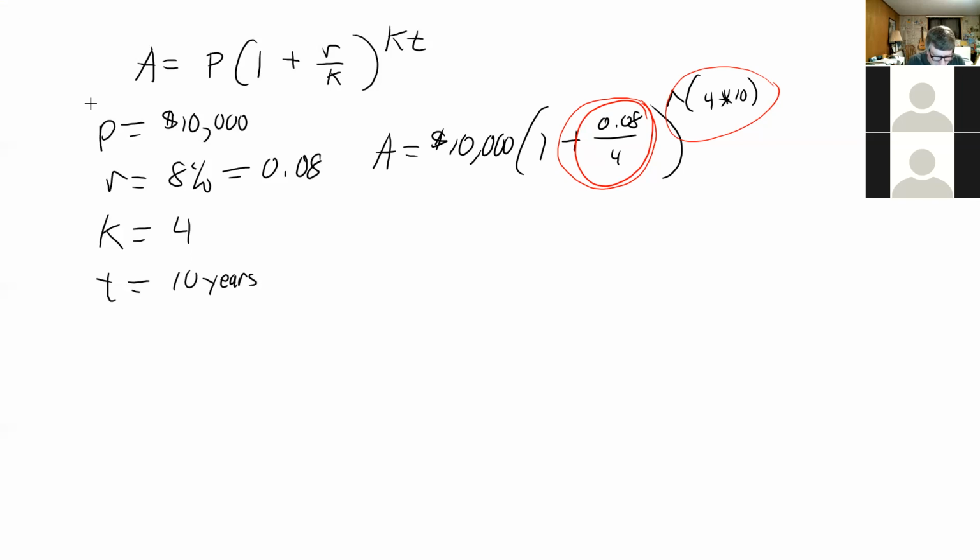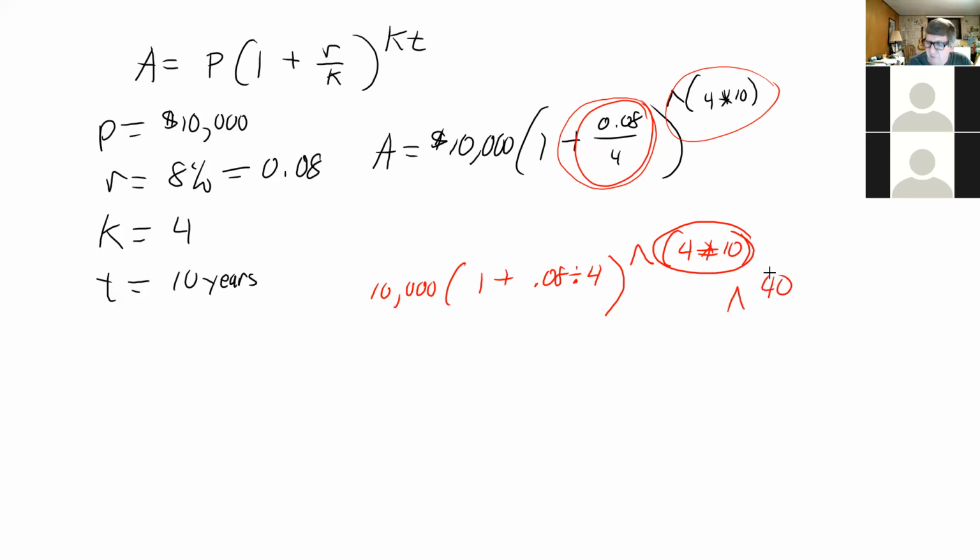Parentheses 4 times 10. Okay. So again, this is what I put in there. I put 10,000 parentheses 1 plus 0.08 divided by 4. And then I closed it up and I used the little caret key, 4 times 10. Now, if I'm going to have a product up there, I need to put them in parentheses. But if I'm going to make it into just a 40, then I could just write 40. You follow what I'm saying?